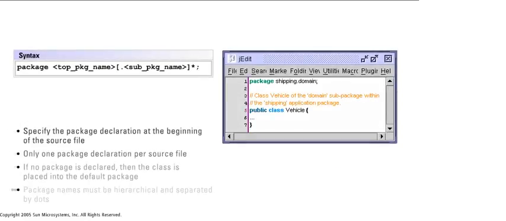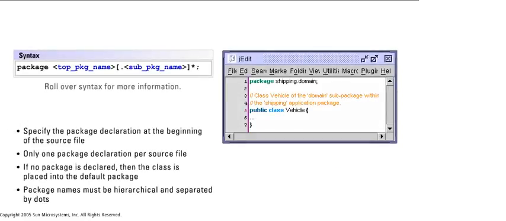So how does one put a class into a package? Well, it's very simple. You use the package statement. Now the package statement must be the first statement in your source file, and you can only have one package statement in a source file. So a class may only be inside one package.